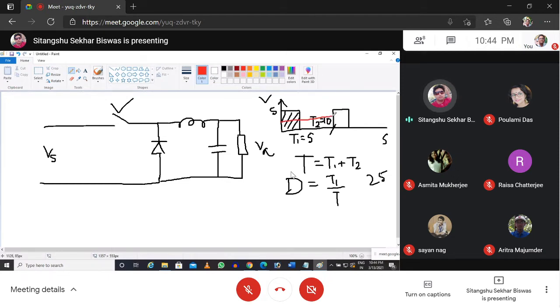Now if this black color shaded area I want to distribute throughout the entire period like this, what should be the amplitude? Because this is 15 and my area is 25, so 25 by 15, that means it is 1 point something, so it will be 5 by 3, so around 2 volt.